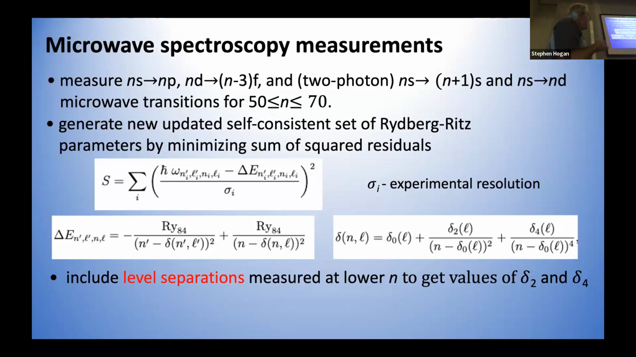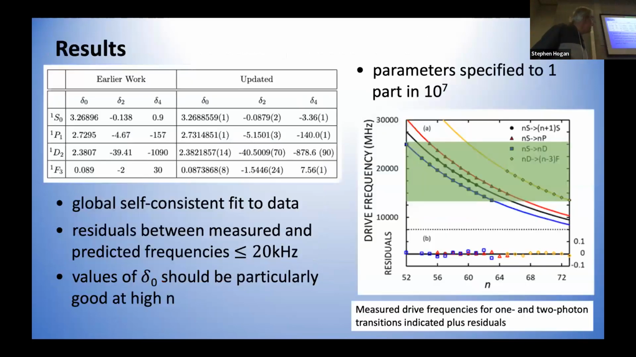Now you look at this and you say, well, we're not going to be very sensitive to delta 2 and delta 4 because our measurements are at high n, where this n squared and this n to the 4th become rather big. So to get good values of delta 2 and delta 4, you go back to earlier measurements at lower n, and you use the level separations between these measurements at lower n. So we also feed into our calculation the level separations measured at lower values of n, and that gives us a better estimate of delta 2 and delta 4.